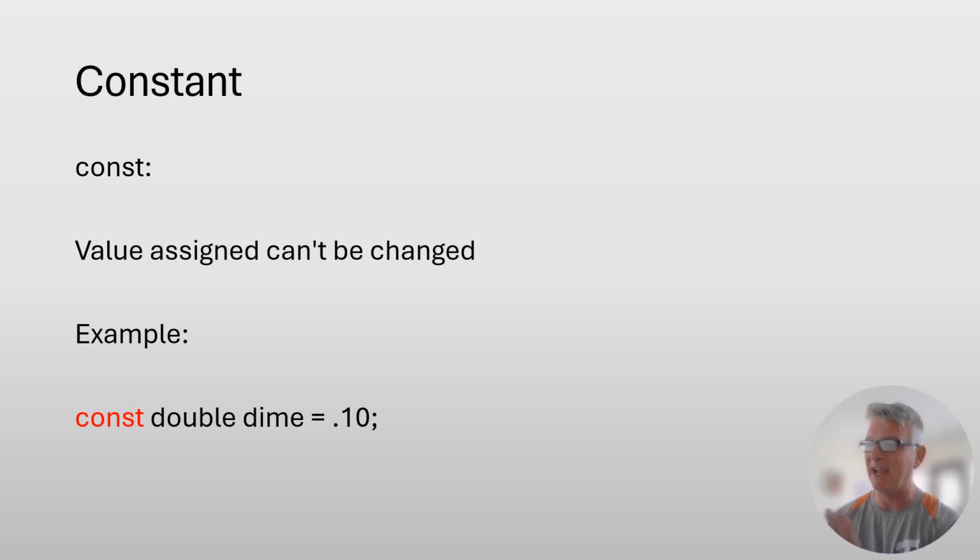And that just means it can't be changed, right? It's the same thing as declaring a variable, right? Type, name, assignment, value, semicolon. All we're saying is don't change it. That's it. You can't mess with my data.